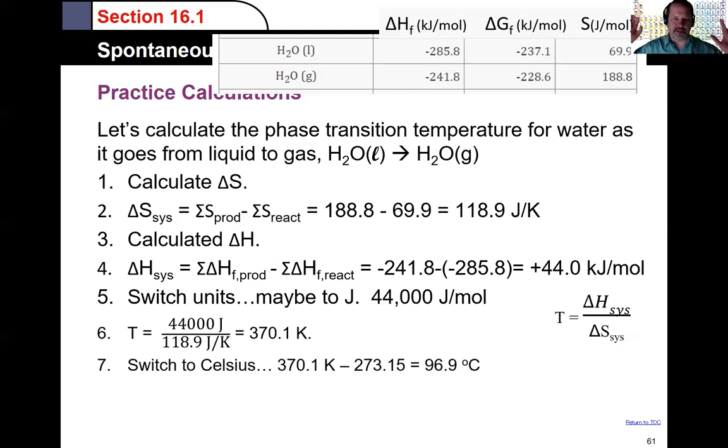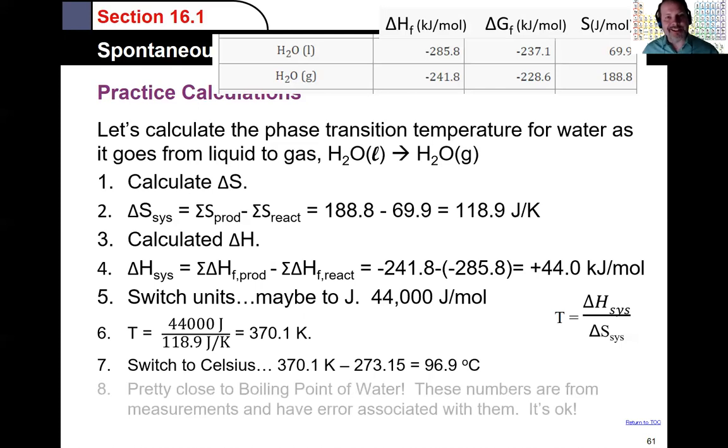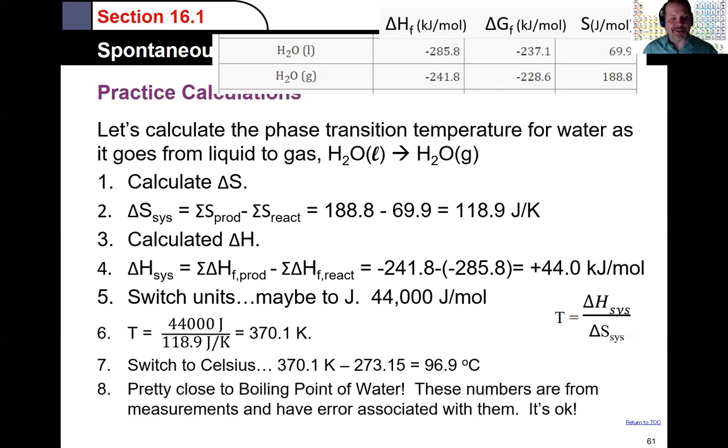Oh no, that's wrong. The boiling point is 100 degrees. Let's throw this whole thing out the window. No, that's not how it works in chemistry. Enthalpy and entropy numbers are taken from measurements. They have error associated with them. So let's not freak out. It's actually pretty close. So roughly 97 degrees Celsius. On the big scale of things, this is not too far off.